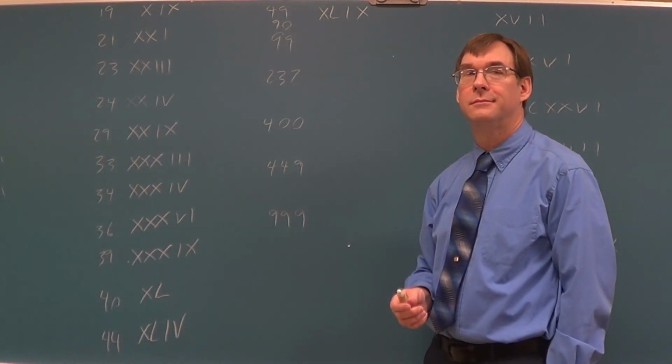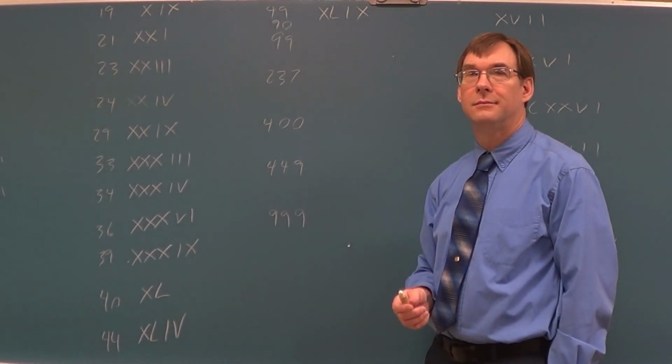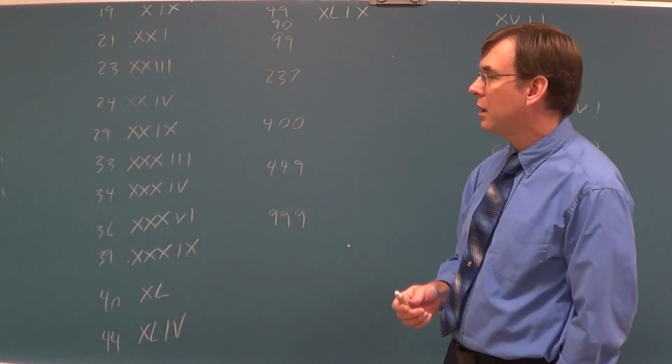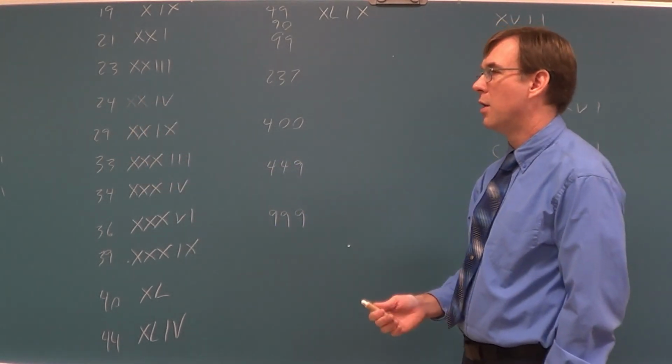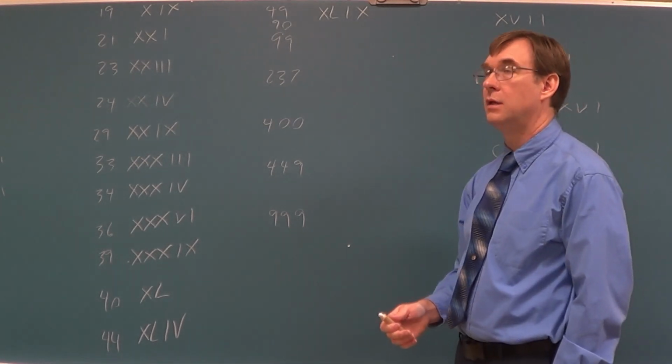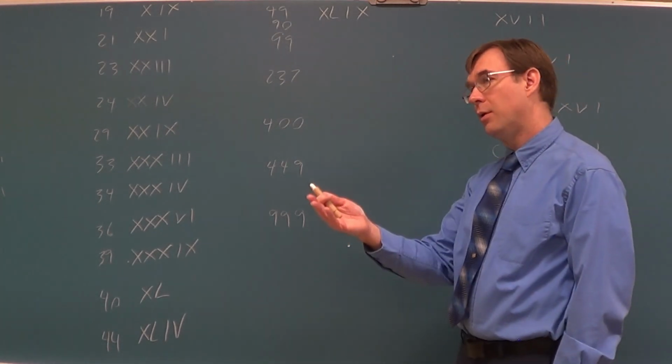Would it be secret with LC? No, because if we go LC, we'd be trying to subtract 50 from 100. And we don't need to do that because we have a symbol for 50. Anybody have a way to build 90?